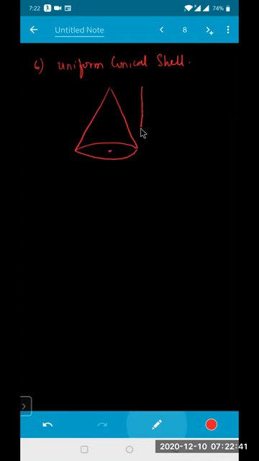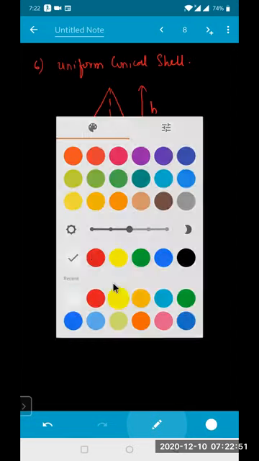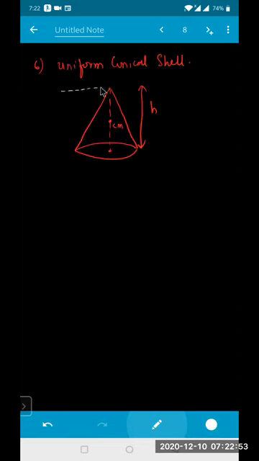The height of this cone is h. Then the center of mass is again on the y-axis. So here is your center of mass. From the vertex, this height will be equal to 2h divided by 3. This is the height h.